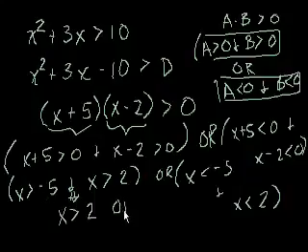And here we said x is less than negative 5 and x is less than 2. Well, we know if x is less than negative 5, then x is definitely less than 2. So we could just simplify it to x is less than negative 5. So the solution to this problem is x could be greater than 2 or x could be less than negative 5. And so let's just think about how that looks on the number line.